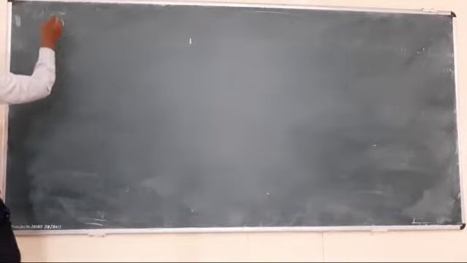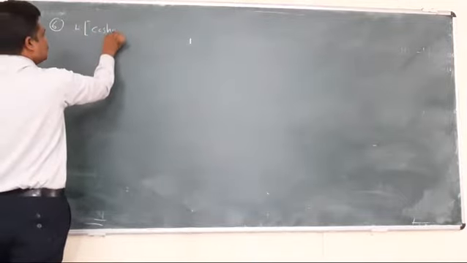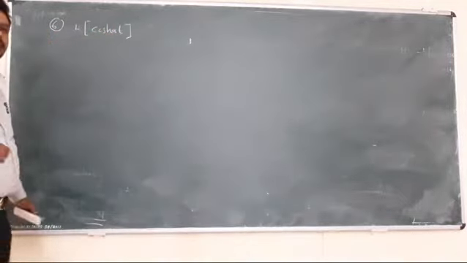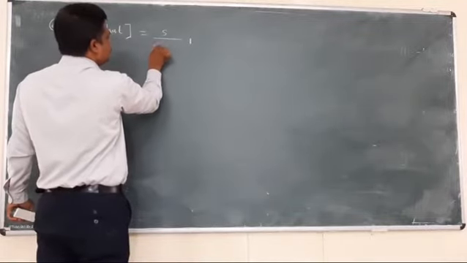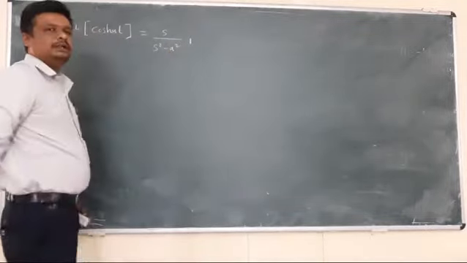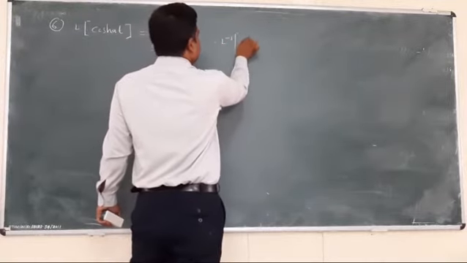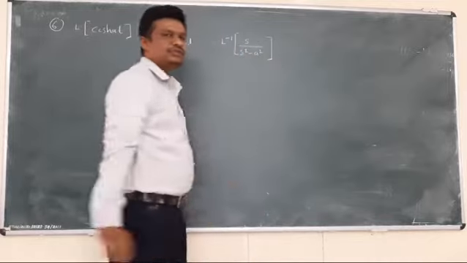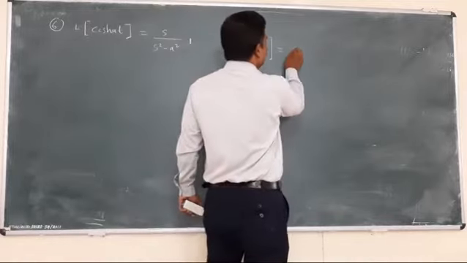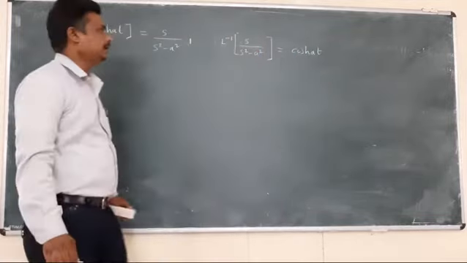The next formula is L of cos hyperbolic of at is equal to s upon s square minus a square. Therefore L inverse of s upon s square minus a square is equal to cos hyperbolic of a into t.